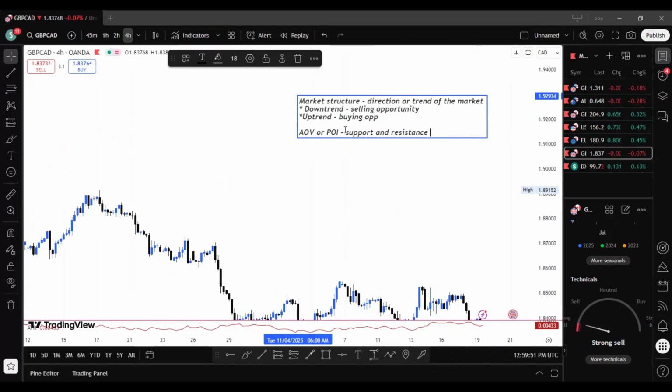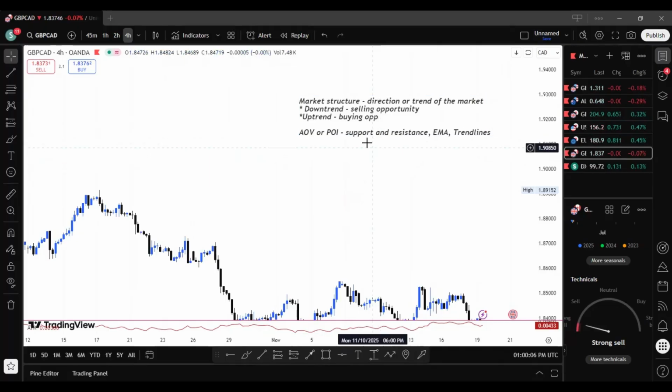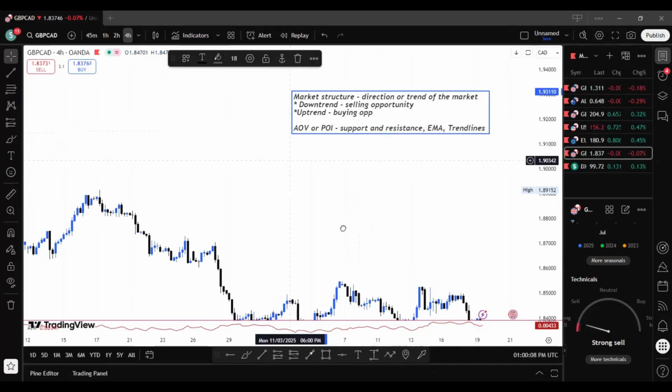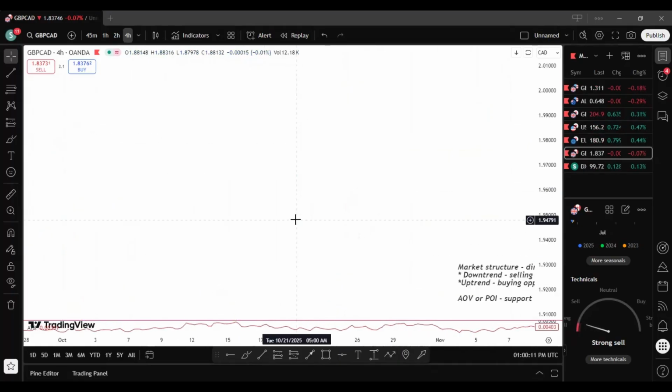And note, support and resistance are not lines, they are areas or zones. Are you getting that? I know other people use what? EMA, exponential moving average. Other people also use trend lines to determine their points of interest, but I like to use support and resistance because it's very, very easy. So what do I do? Let me show you over here first.